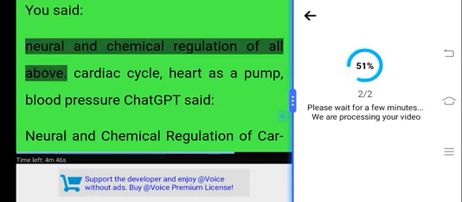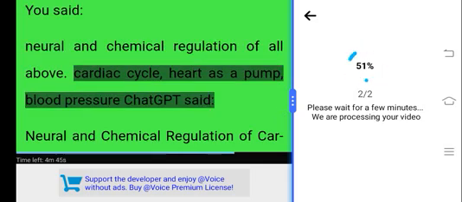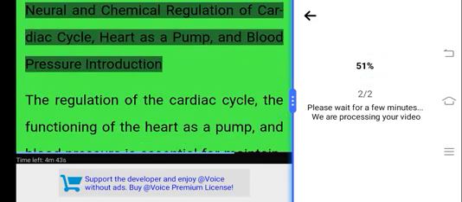You said: Neural and chemical regulation of all above. Cardiac cycle, heart is a pump, blood pressure. ChatGPT said: Neural and chemical regulation of cardiac cycle, heart is a pump, and blood pressure. Introduction.